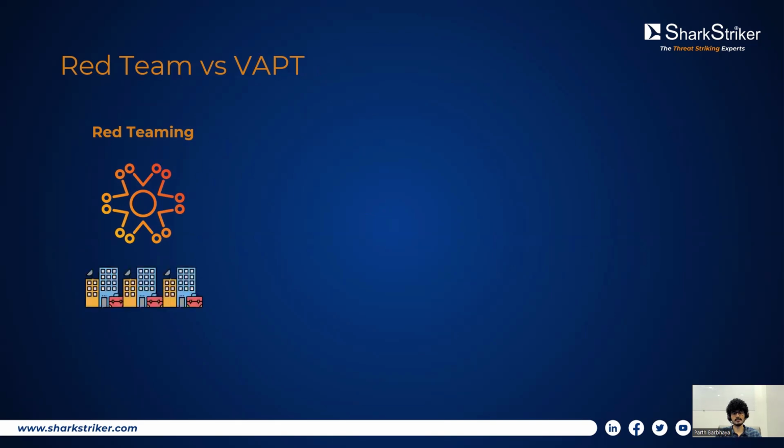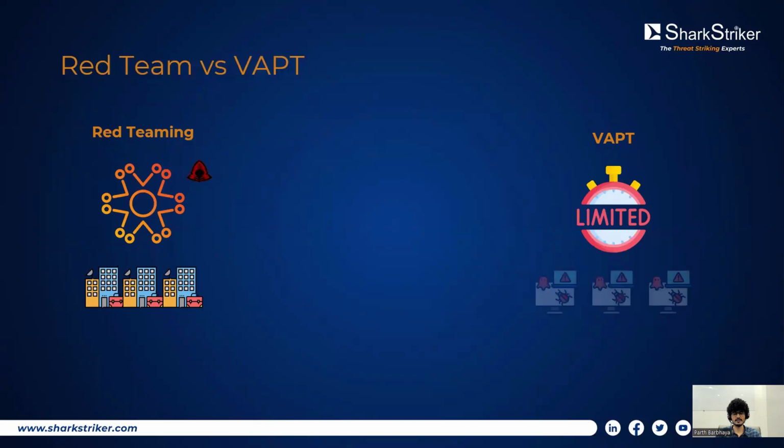The first key difference is in the scope and approach. For VAPT, imagine a security guard checking the locks on specific doors. VAPT focuses more on finding and fixing weaknesses in certain systems. It's often quick and limited in scope. For red teaming, think of it as a team of undercover agents testing the security of the whole building over weeks or months. It looks at the entire organization's security, not just parts of it.